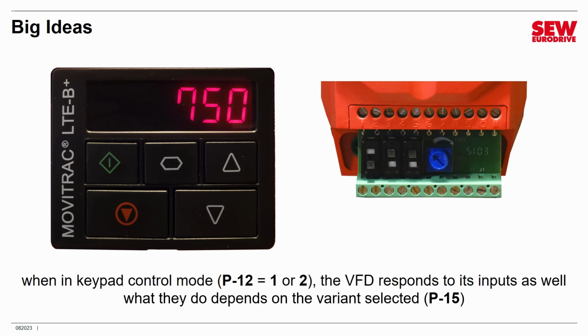Now, what the inputs do depends on the variant you select. You use the same parameter that you use in terminal control mode to select the variant, parameter 15. But as I said, there are fewer choices available. Also, there is one very definite difference. Digital input 1 always functions as the enable signal. As you recall from an earlier session when we operated in keypad control mode, you had to turn on digital input 1 either with a switch or by jumpering it to 24 volts. So the inputs behave a little bit differently.